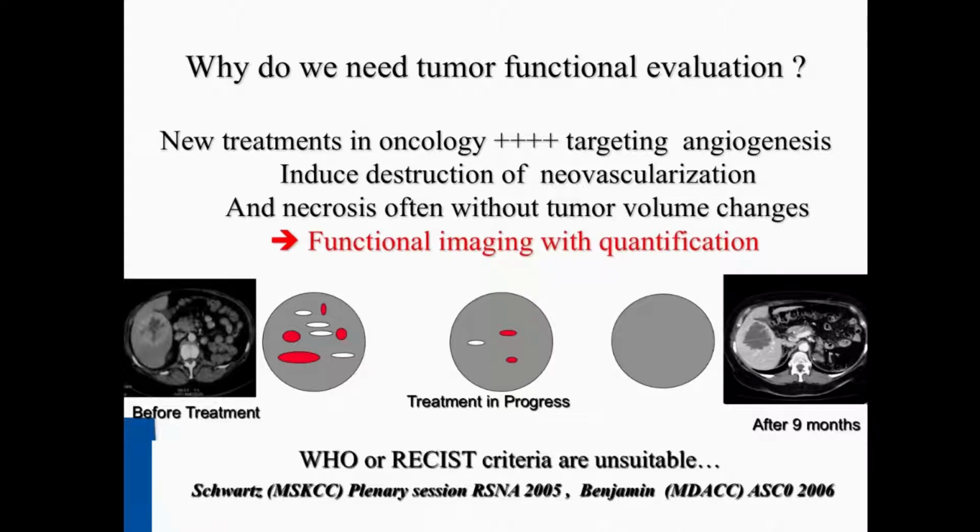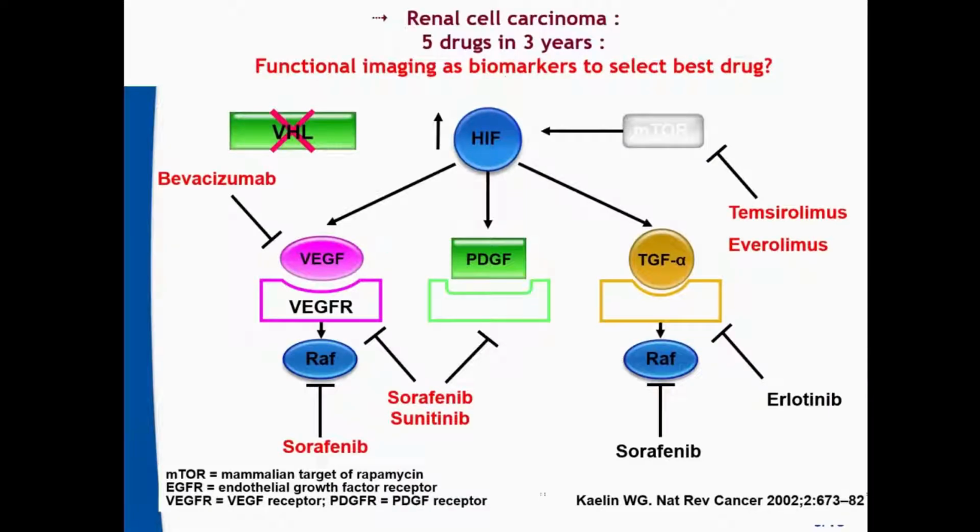So why do we need tumor functional evaluation? Because with the new anti-angiogenic treatments, we often have a necrotic area after 6 months or 9 months, and this is the case of this patient after 9 months of sorafenib. And the goal of the functional imaging is to try to quantify the modification inside of the tumor and to try to link this modification to the overall survival or to the progression-free survival. And this is a challenge of the functional imaging.